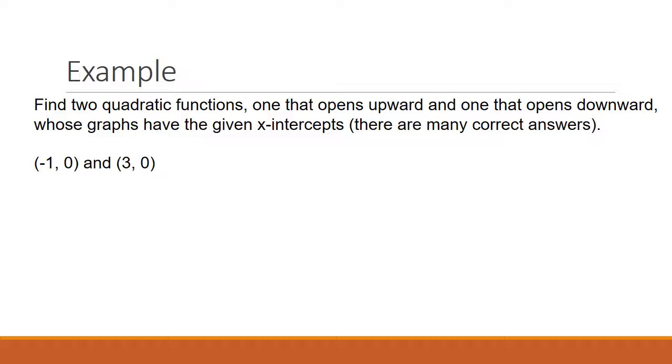As far as opening upwards and downwards, once you get your basic quadratic function, once you've multiplied those two factors out, if you multiply through by a positive number, you'll have a graph that opens upward. If you multiply through by a negative number, you'll have a graph that opens downward. Pause the recording and give this a try, and then resume to see how you did.